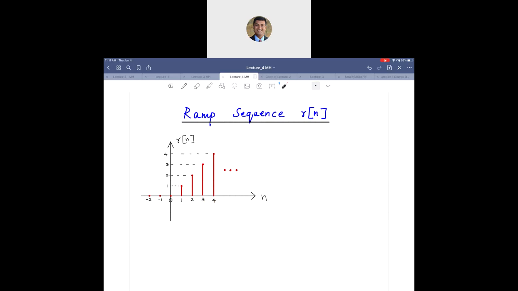Can I express this in the form of a sequence of numbers? Quickly, R of n can be represented as, in curly parentheses, a bunch of zeros, and after that it becomes 1, 2, 3, 4, and so on. And the 0 is right here. n is 0 there.